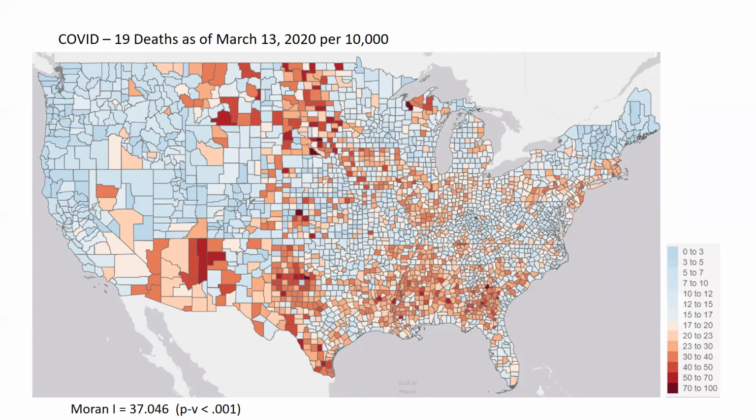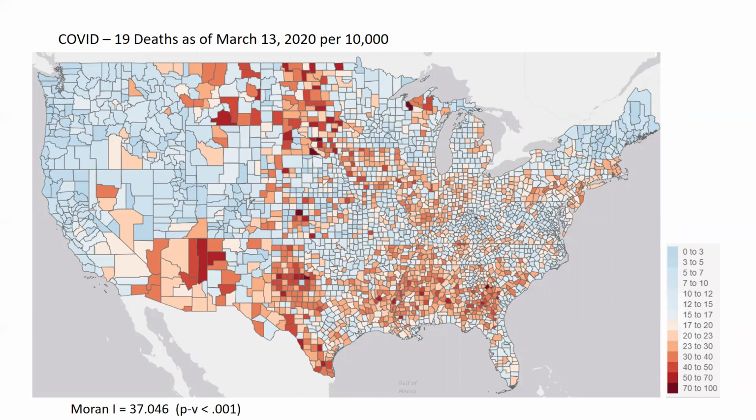This is the COVID-19 death counts as of March 13, showing the deaths per 10,000 population in a county map. The visual inspection shows that the spatial autocorrelation may be present. Moran's I test is significant, with a test statistic value of 37 and a very low p-value. Actually the p-value is close to 0.